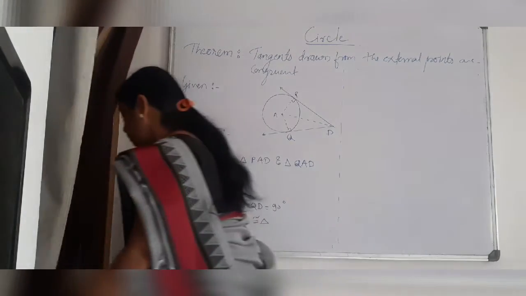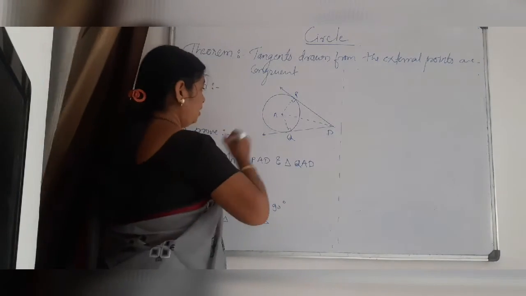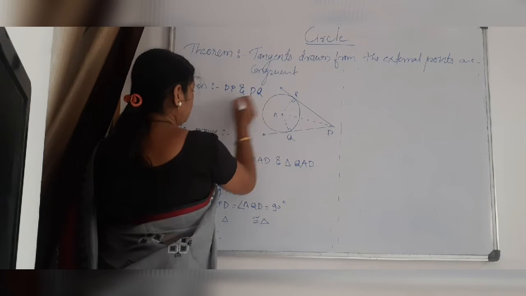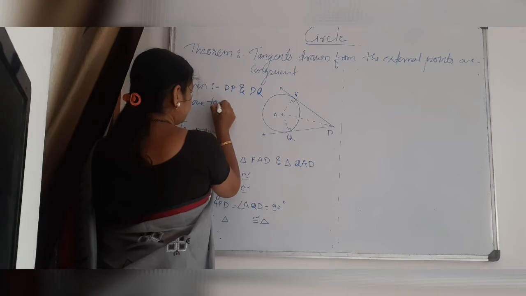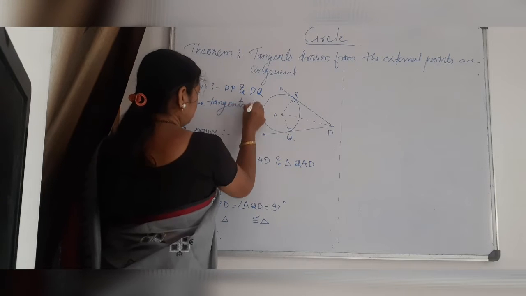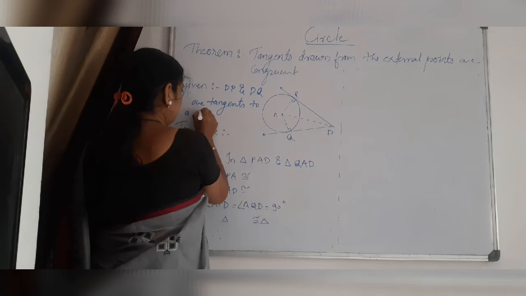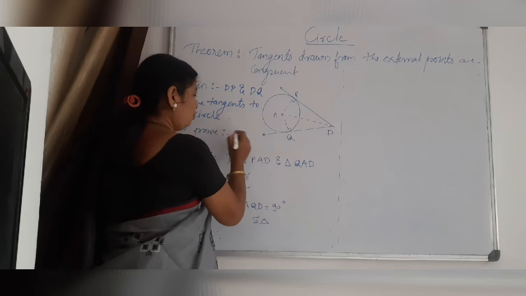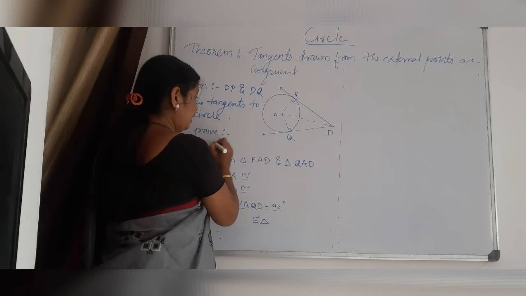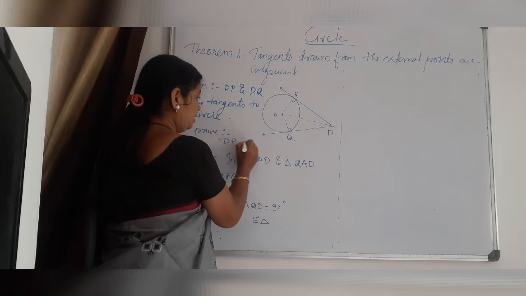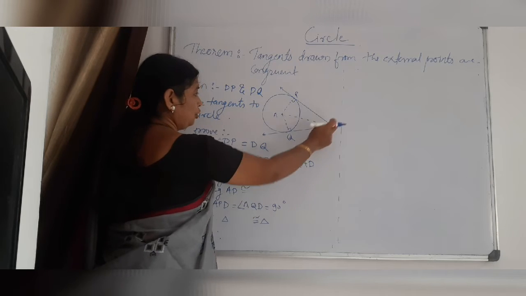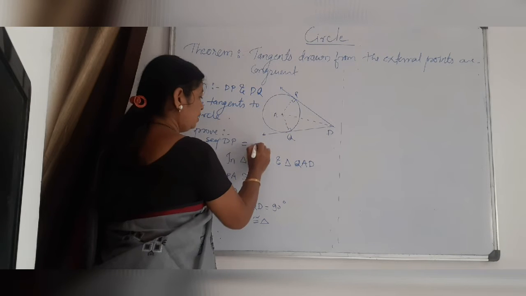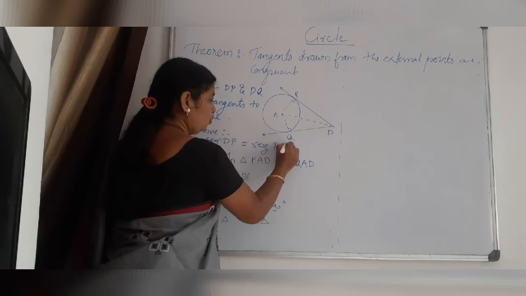Now see here, what is given? DP and DQ are tangents to the circle. Now what you have to prove? Segment DP is equal to segment DQ. That you have to prove.